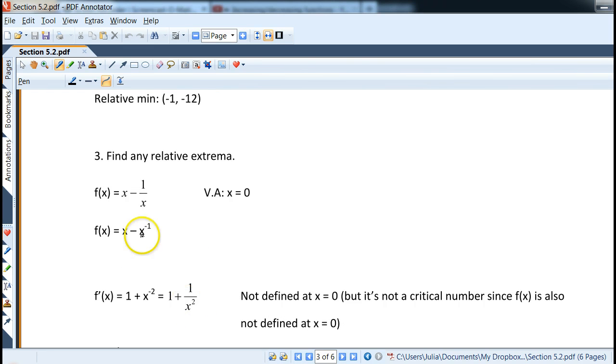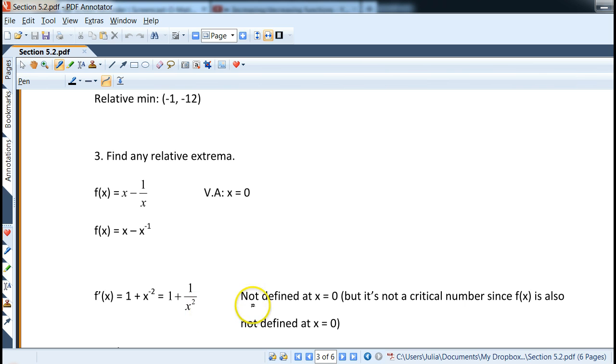And then you take the derivative, so you get 1. And the derivative of -x to the -1 comes down, becomes plus x to the -2 power. Remember how we decrease the power by 1? Which is 1 plus 1 over x squared. It's easier to write it this way when we set it equal to 0 later.